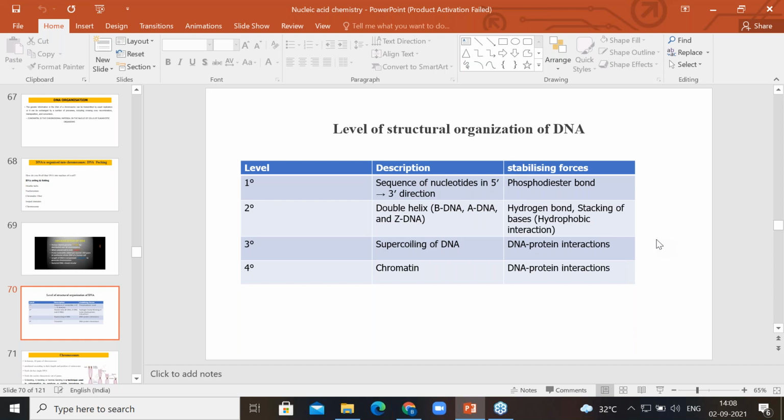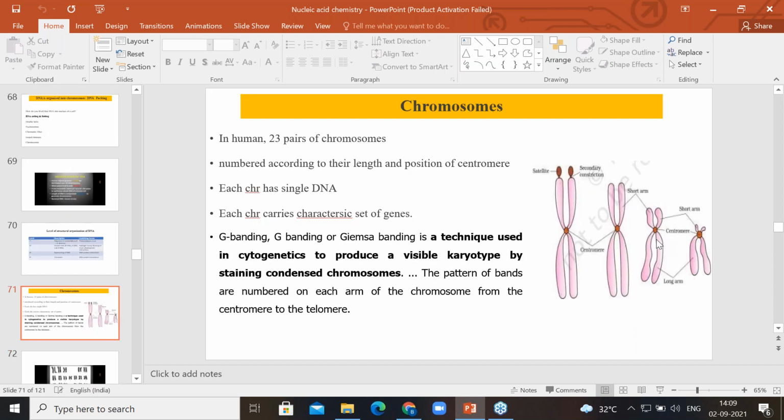Chromatin में क्या होता है? DNA protein interactions होती है इसमें भी, and there is a tremendous amount of folding and binding around the molecule. And how is this taking place? This I will tell you in detail. Before that, I will tell you some basics about the chromosomes.